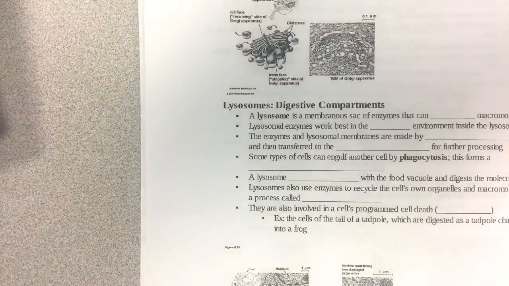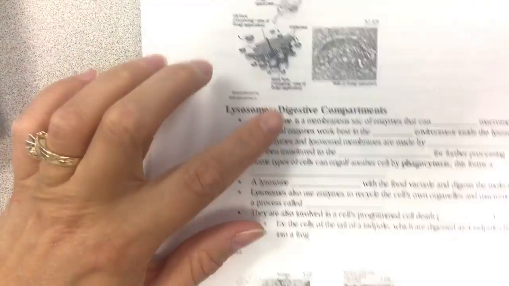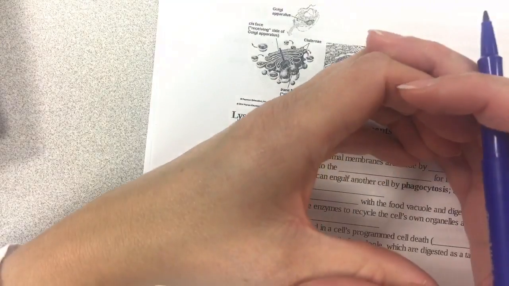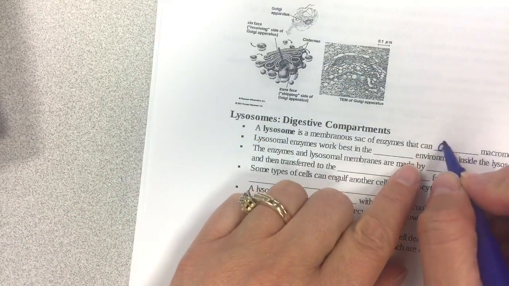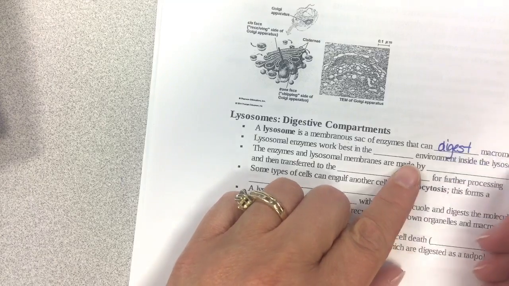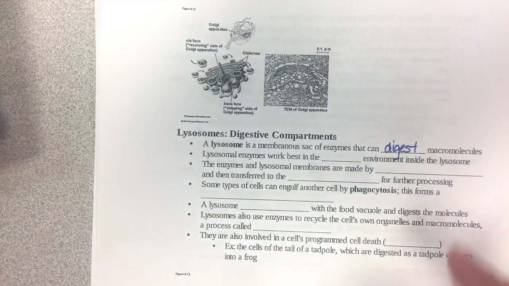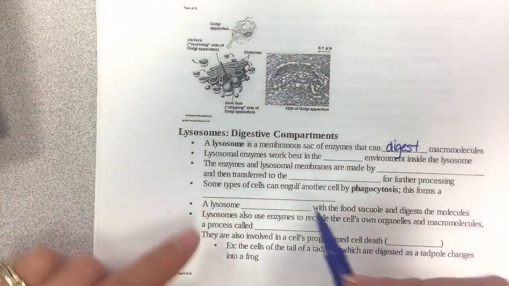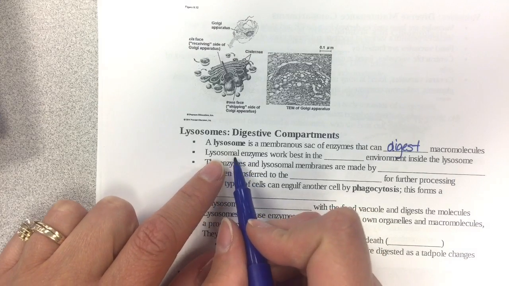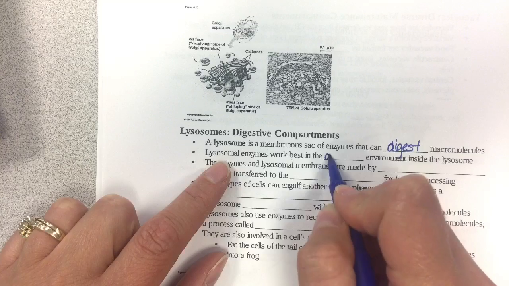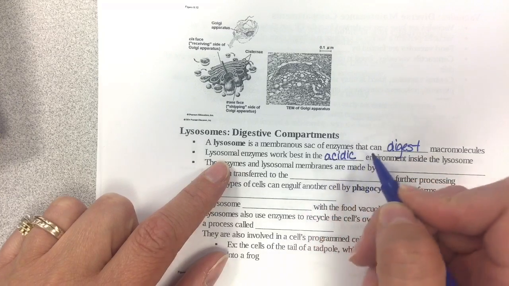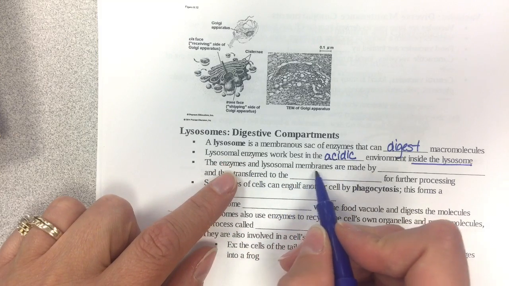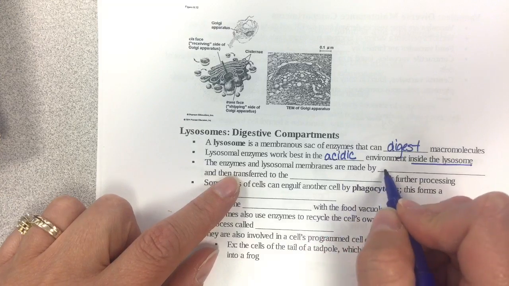And the last one I want to talk about in this video is lysosomes. Lysosomes are a membranous sac of enzymes. It's just this little sac, and it has enzymes in it that digest macromolecules. What does that mean? Carbohydrates, lipids, proteins, and so on. The enzymes are enclosed in here so they don't digest just anything. They digest only certain things that are put into the lysosome. These enzymes work best in acidic environments, so inside the lysosome is acidic in nature. The enzymes in the lysosomal membranes are made by the rough ER.